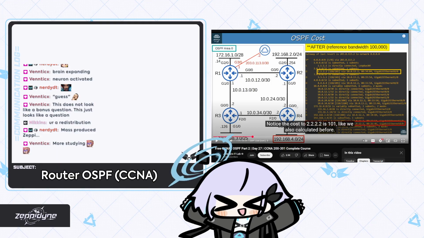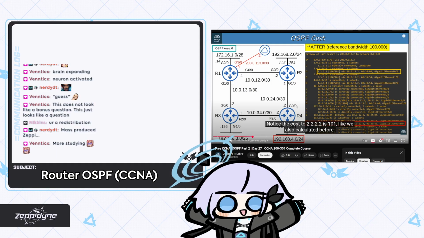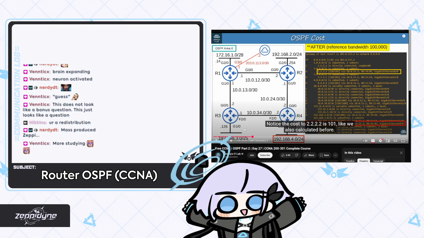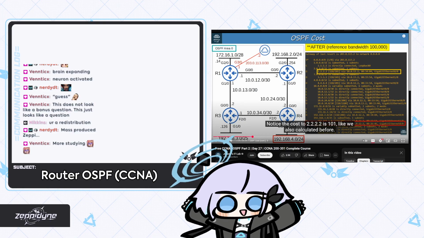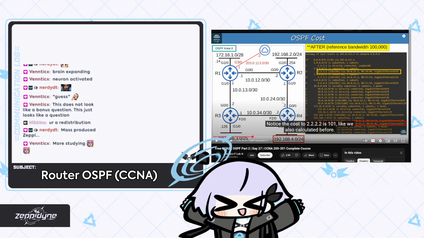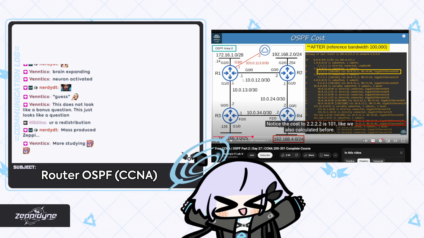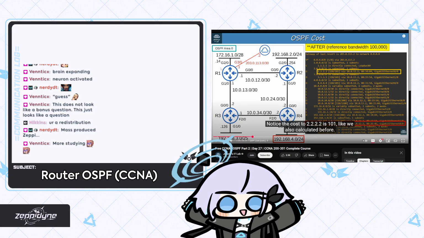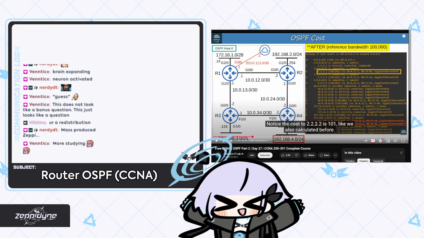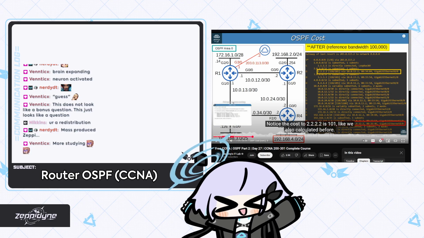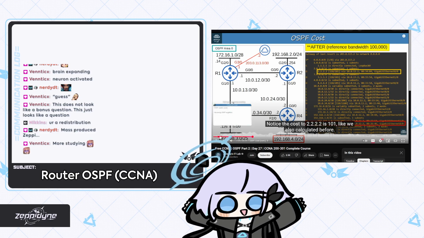But you know what? That doesn't matter. You don't have to do it like that. If you want routers to prioritize one specific router, you just set that router to a low cost. That way everyone eventually goes that way. And that should be it.